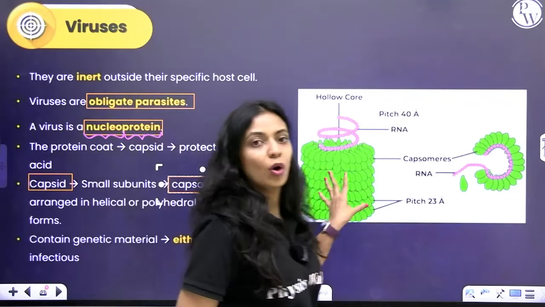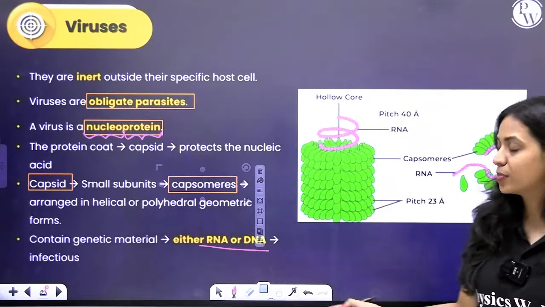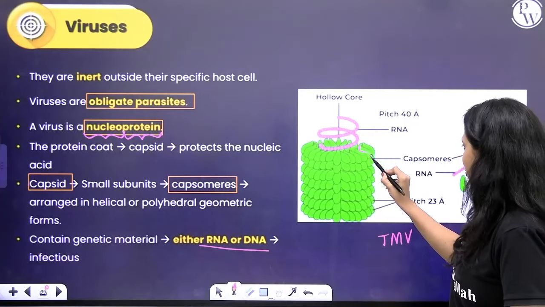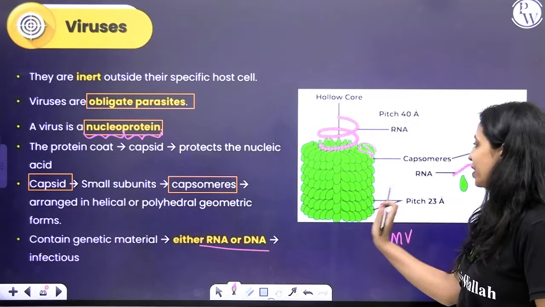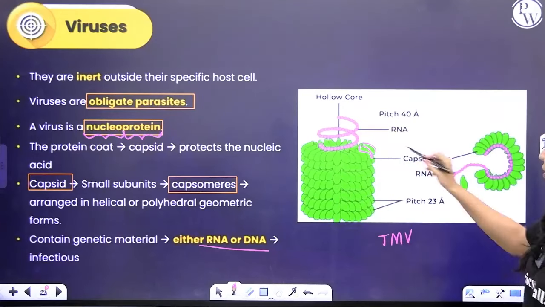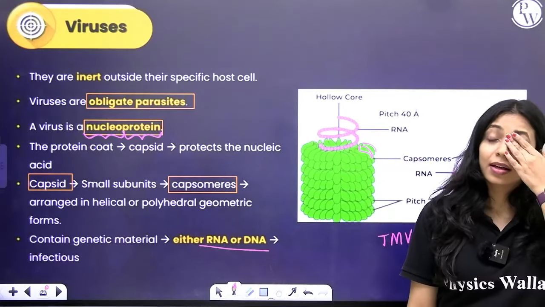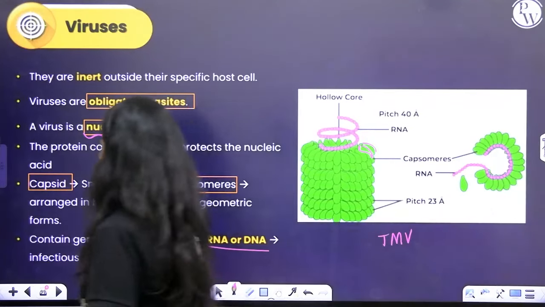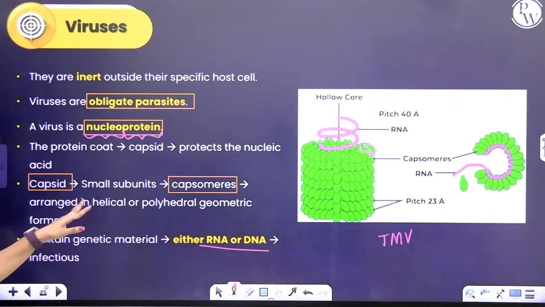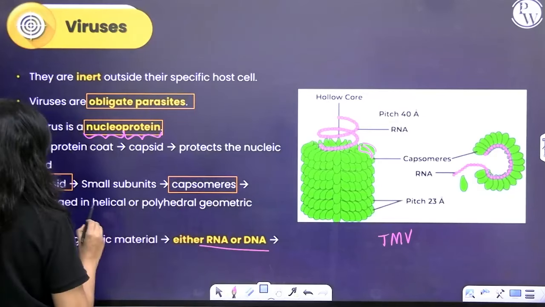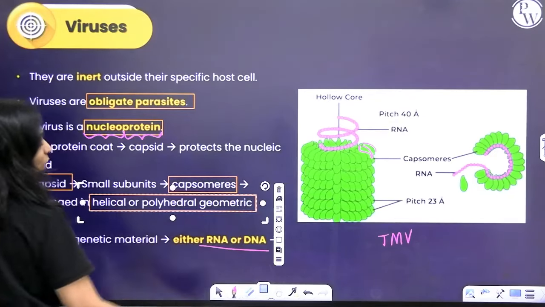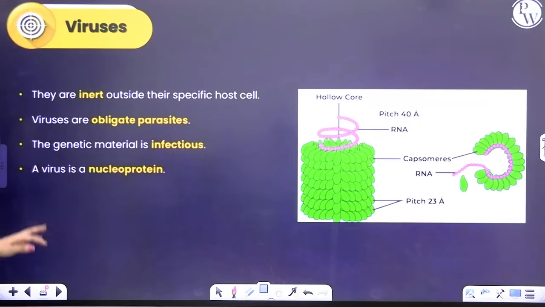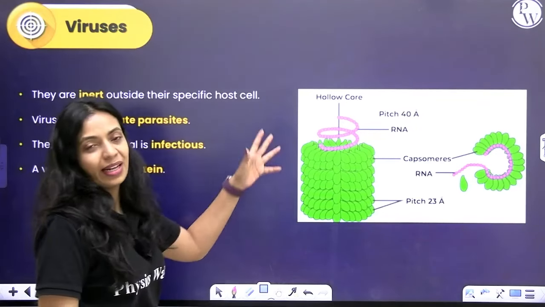This is a diagram of the tobacco mosaic virus that I spoke about, and I want you to notice how the capsomeres here, each individual unit here is the capsomere, how it is arranged spirally, and within that you can see the genetic material being present. Now, in different viruses, the capsomeres are arranged differently, and so the shape of the virus also will vary. So these capsomeres can be helical as in this case, or sometimes they can have polyhedral geometric shapes as well.